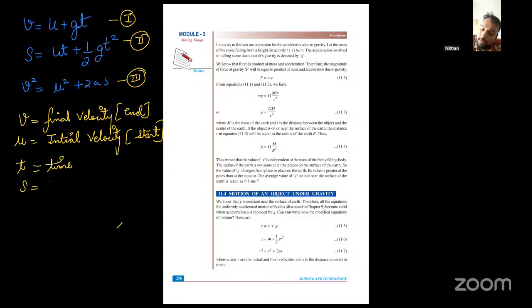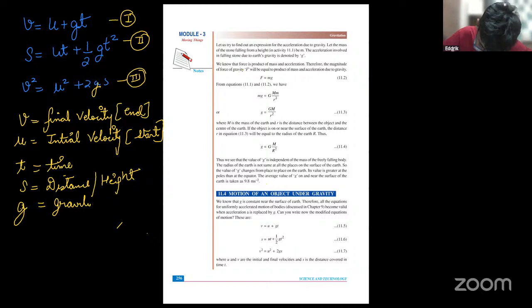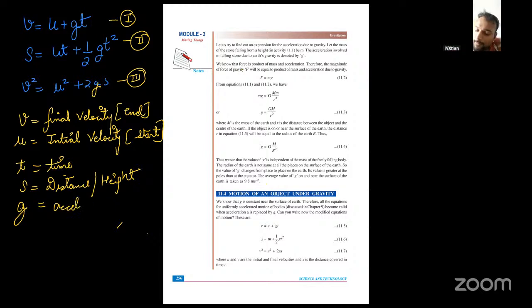Okay, S stands for distance, or in the case of gravity, we will take it as height. So if height is given, then we have to use the S formula. And A, or no, G. G stands for gravity, acceleration due to gravity, which is fixed as 9.8 meter per second square.